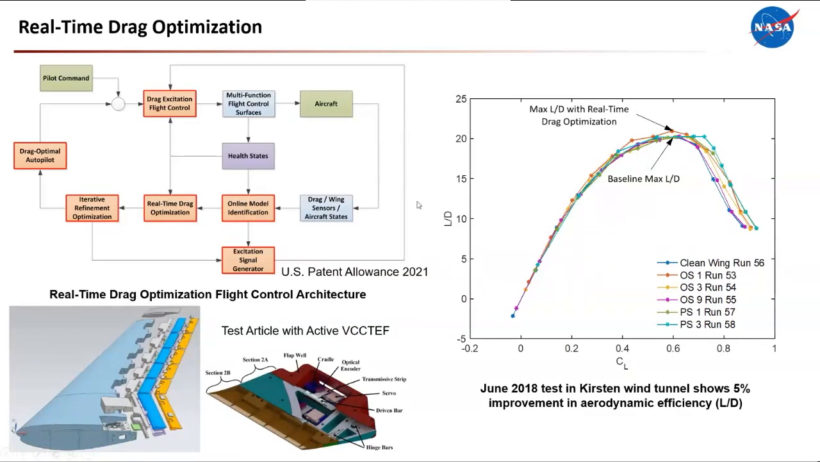So this is not model-based, this is all data-based. You collect data using sensors, and then from the sensors, you figure out how to optimize to get the drag. So we did the wind tunnel test, and we got about 5% reduction. That's a 2018 test, also in the Kirsten wind tunnel. Next, please.